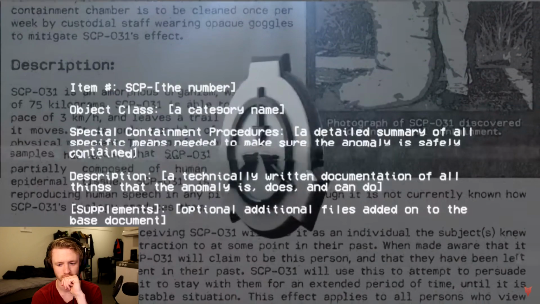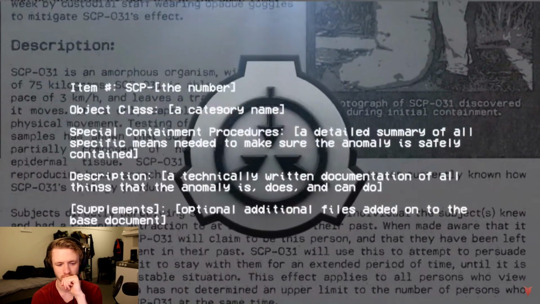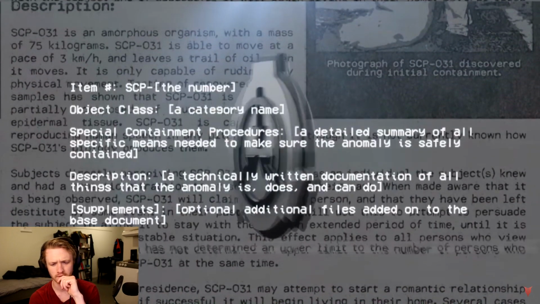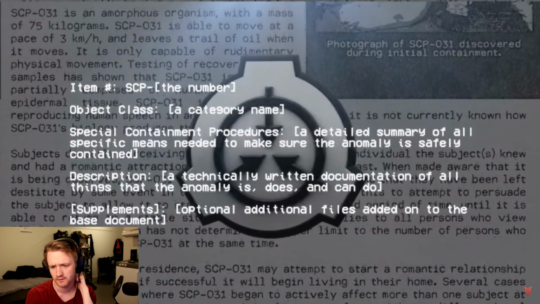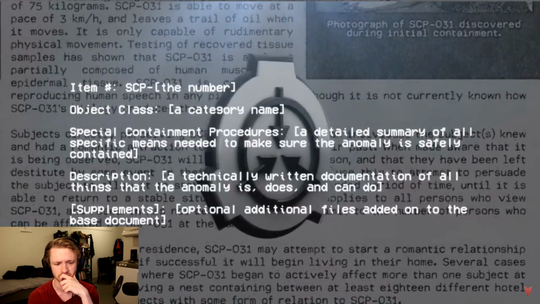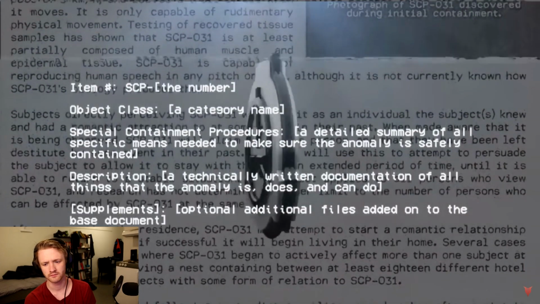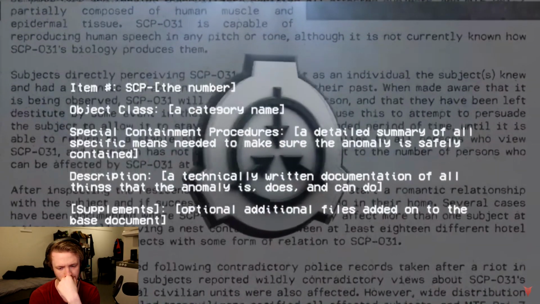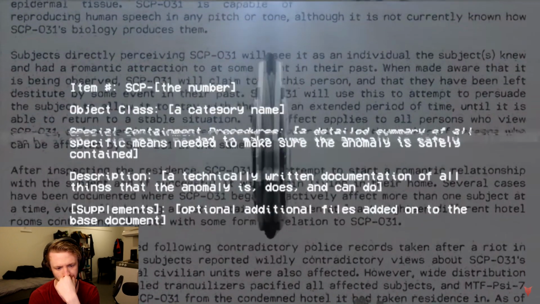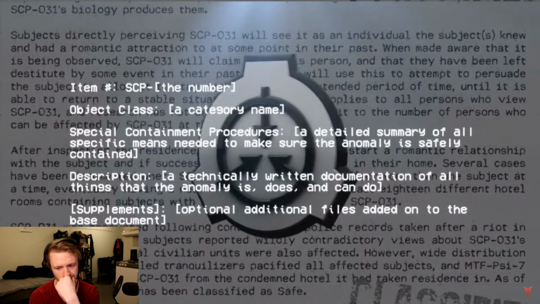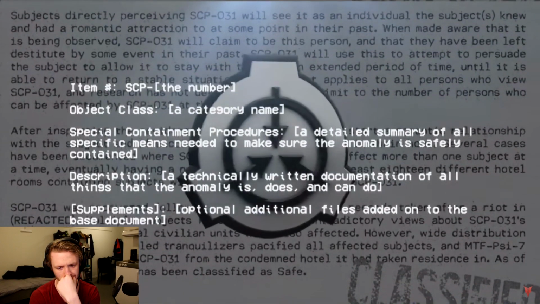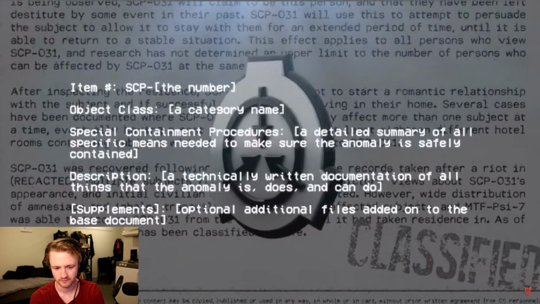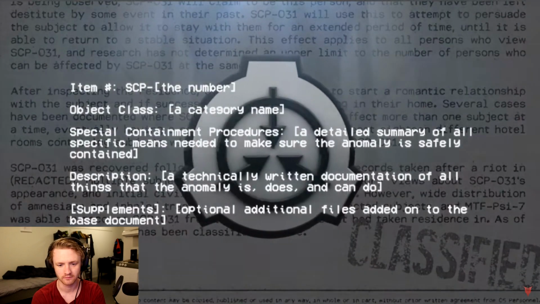Item number, SCP hyphen, then the number. Object class, then a category name. Special containment procedures, then a detailed summary of all specific means needed to make sure the anomaly is safely contained. Description, then a technically written documentation of all things that the anomaly is, does, and can do. And finally, supplements, optional additional files added onto the base document.